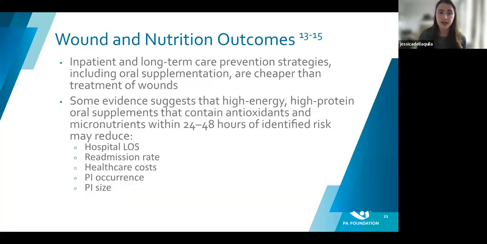So, wound and nutrition outcomes. Again, the risk factors are length of stay, comorbid conditions, the stuff we covered in the other slides. And the reason it's important to address this from a cost perspective is that it will affect the length of stay for the patient, the readmission rate, and overall occurrences of wound development.